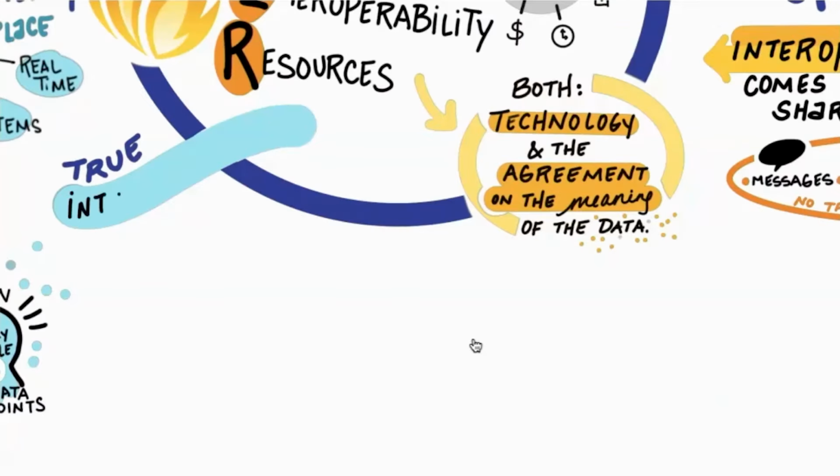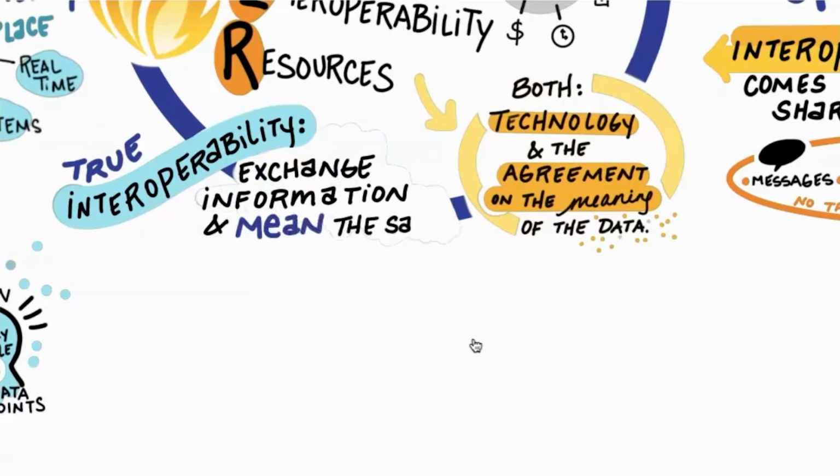So it's said that true interoperability is when we exchange information and we mean the same thing. But it's not really us that means the same thing. It's the computers that have to mean the same thing, because we're pretty good at understanding when we mean almost the same thing as someone else, or the same thing.